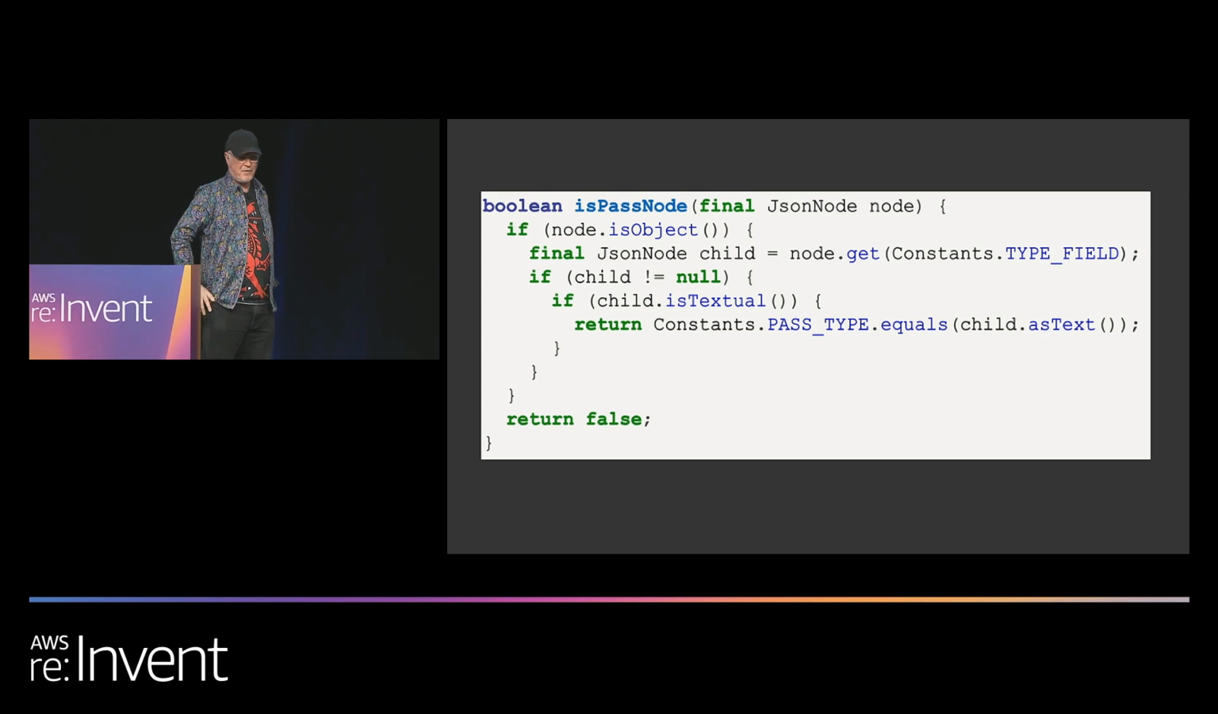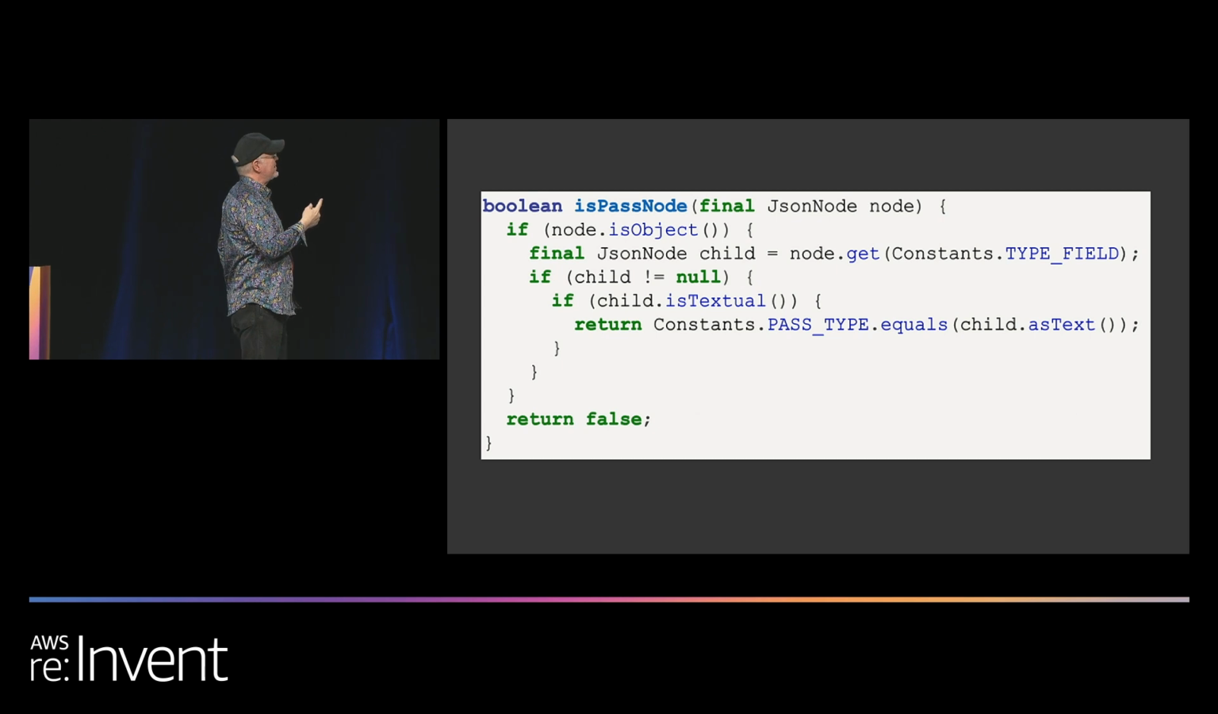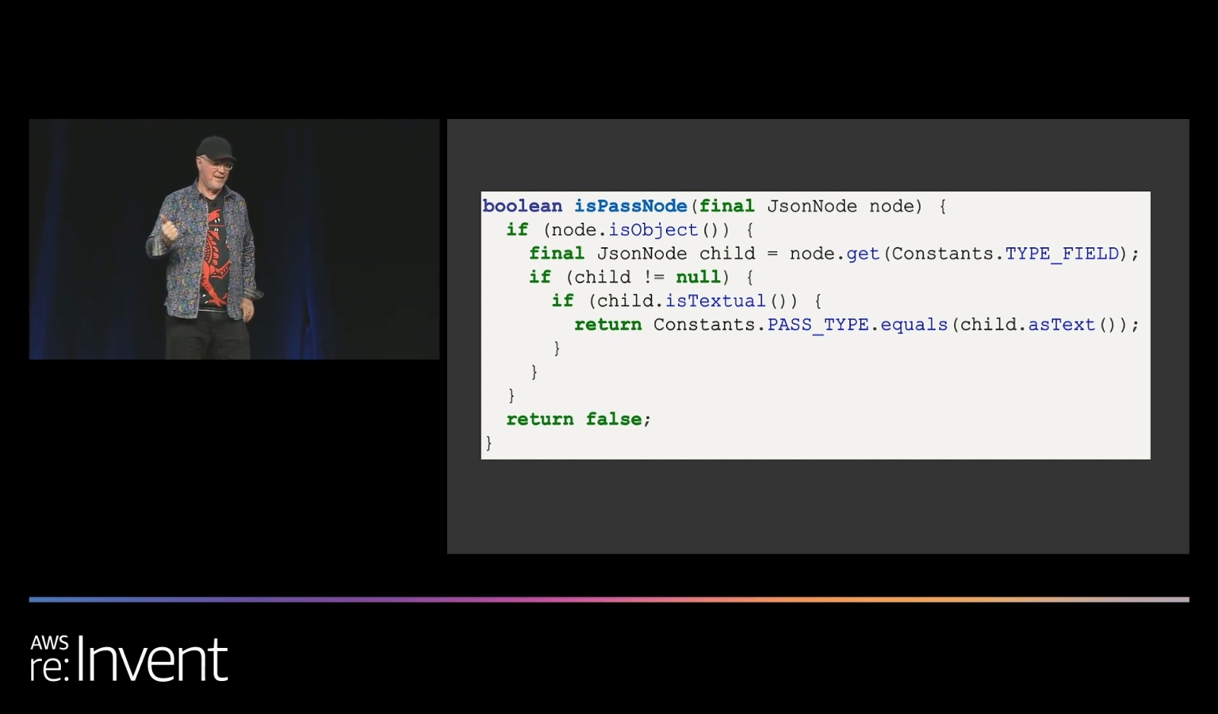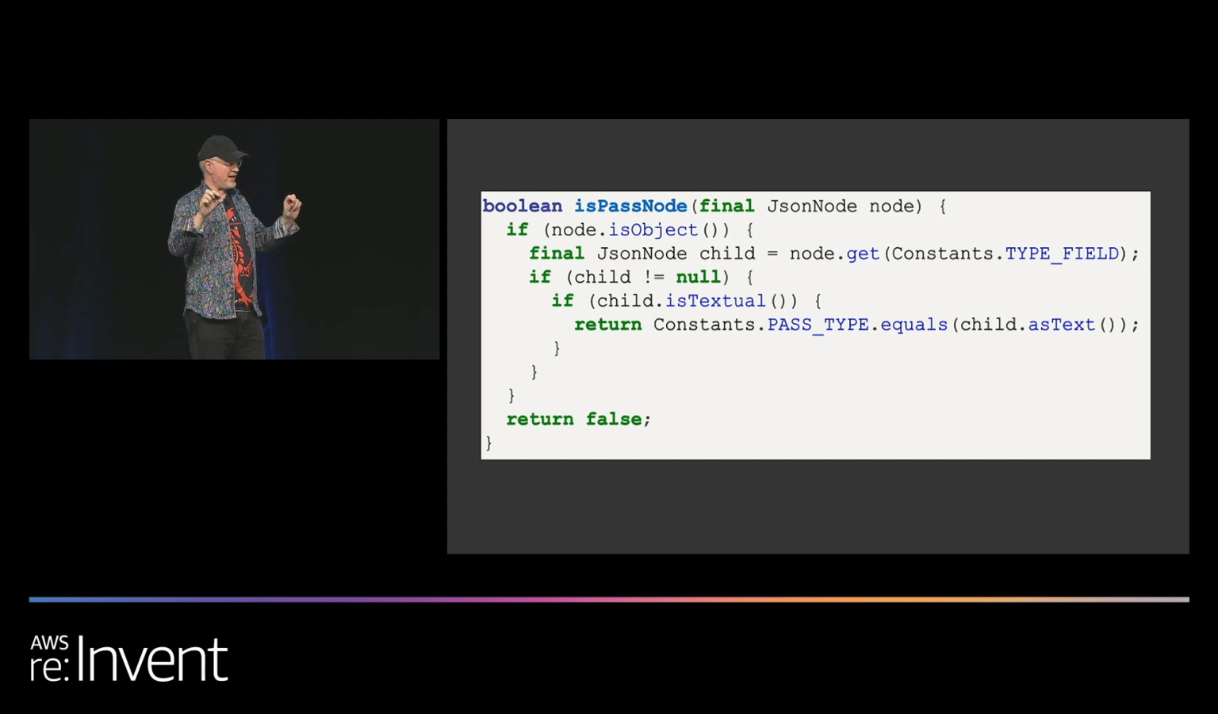So here's a few lines of Java that are looking at a JSON blob to figure out if it's what's called a pass node, which means it has a top-level field type whose value is the string pass. And of course, to do this in JSON, first of all, you have to find out if it's an object, so it can have fields. And then if it can have fields, you have to ascertain if it has a field called type. And then you have to look and see if type is a textual field as opposed to 33 or false. And then after all those other things, you can check and see if it's the actual value you're looking for.